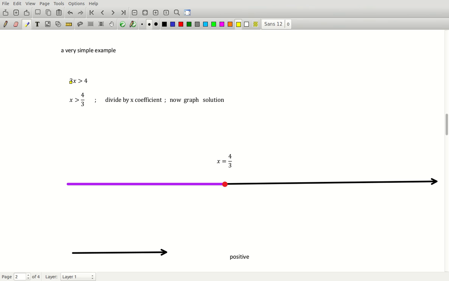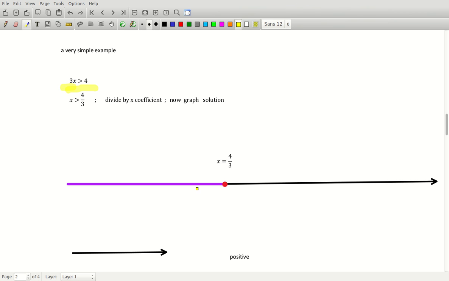Now we look at a very simple example. 3 times x greater than 4. We have to divide by the coefficient of x, 3. So I obtain x greater than 4 over 3. Now I have to graph the solution. x equal 4 over 3 is the point at which this inequality vanishes.